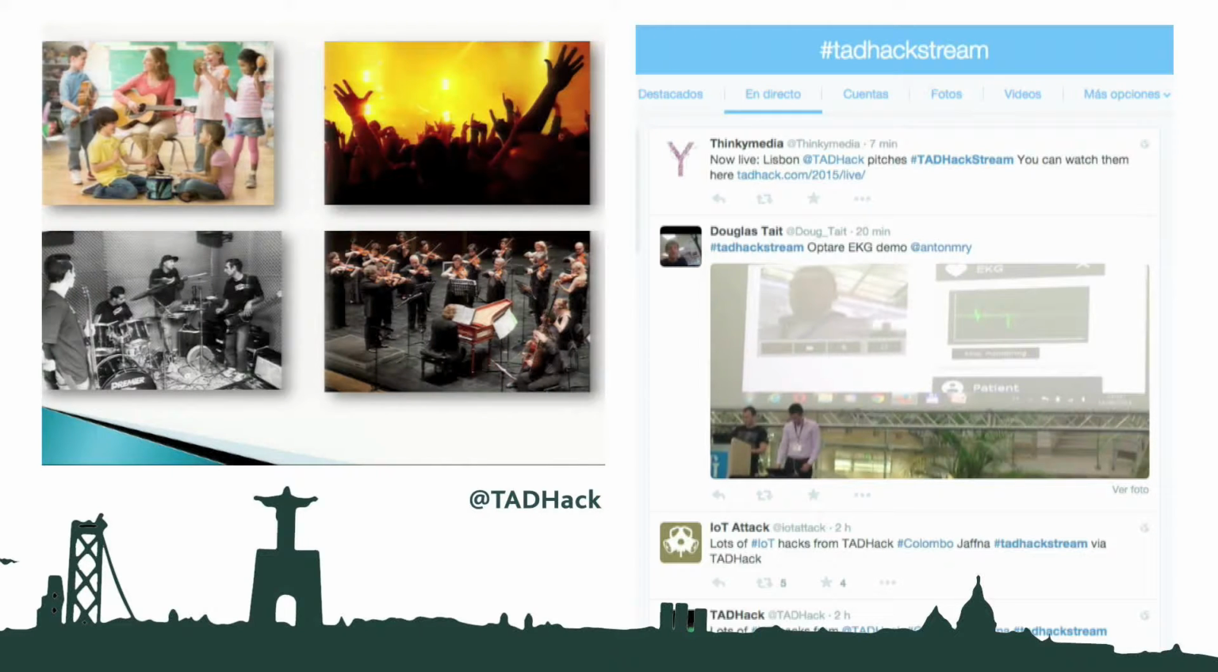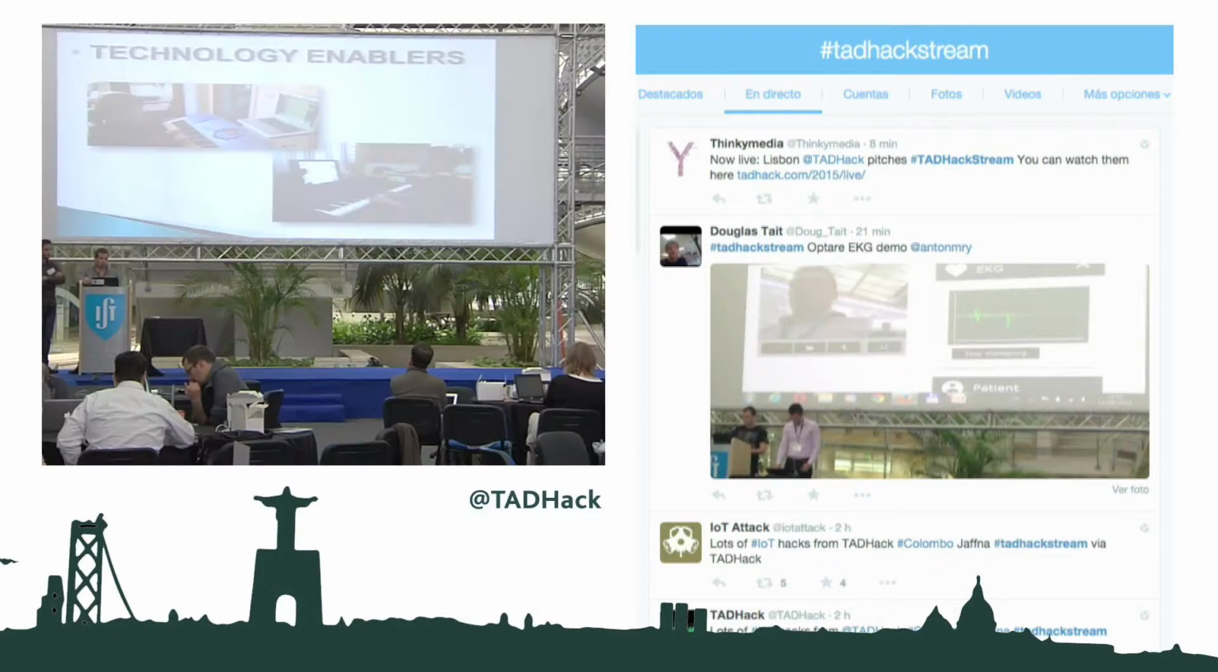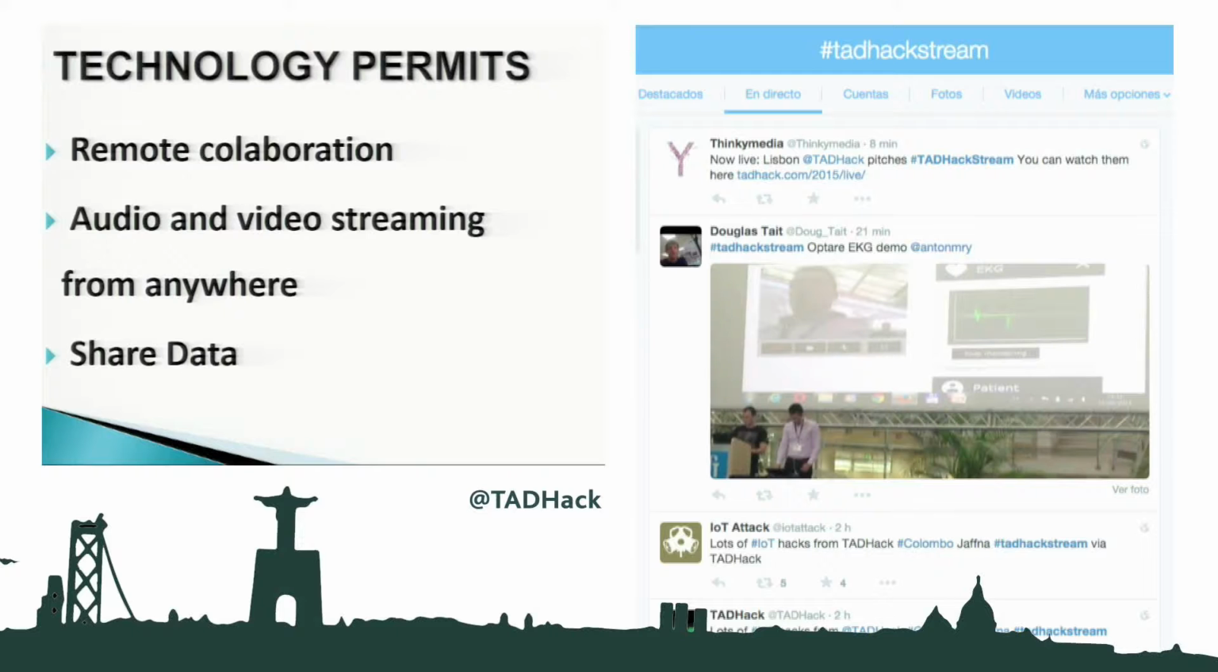We need technology for the people, and technology changes the way we enjoy music too. So, if you see these two pictures, you'll see two little kids learning music with the help of technology. Technology to help people. As you know, on a more abstract level, telecom technology permits remote collaboration, audio and video streaming anywhere, and shared data amongst participants.